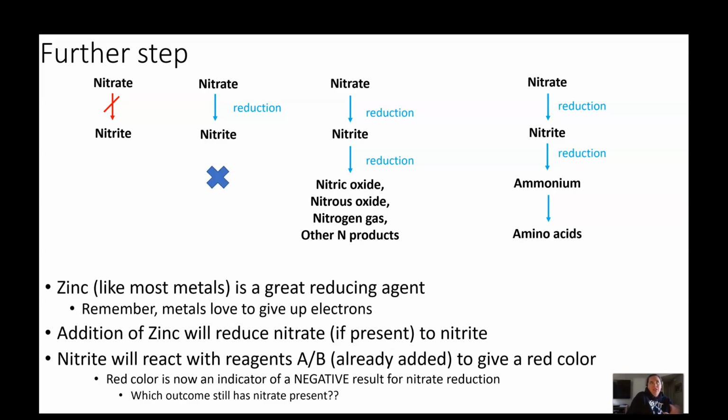But here's the tricky part. Now, on the second step, the red color is now an indicator of a negative result for nitrate reduction. So ask yourself, of these 4 situations up here, which outcome still has nitrate present? Which of these 4 tubes still has nitrate present?